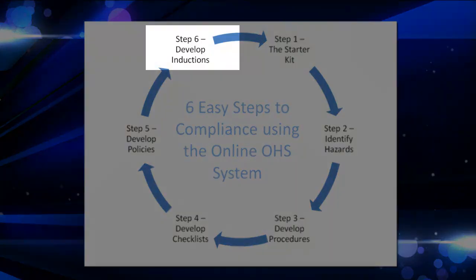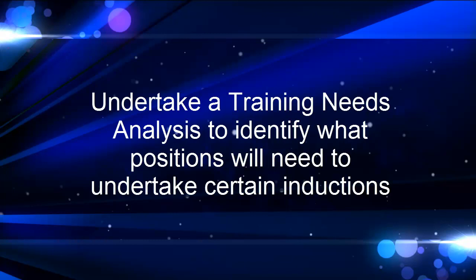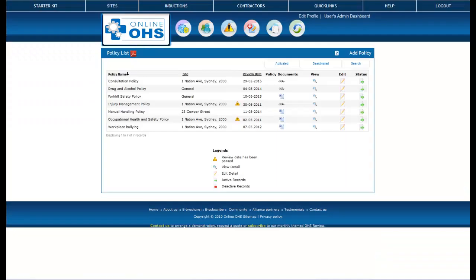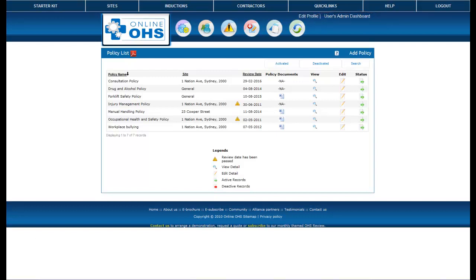Step 6, Inductions. To complete the circle of compliance, firstly undertake a training needs analysis to identify what positions in your organisation undertake the activities, use the chemicals and the plant equipment that you have identified through the previous steps. Once identified, enter the inductions and training modules into the system. Watch the induction tutorial for more details on this process.